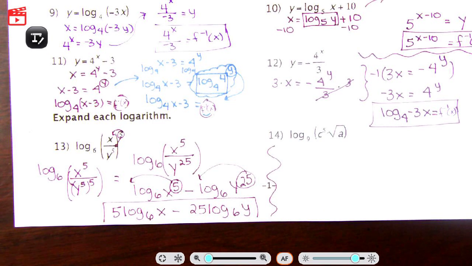I'm going to switch markers so that way you guys can see the difference between the two. Oh, I found my blue one.